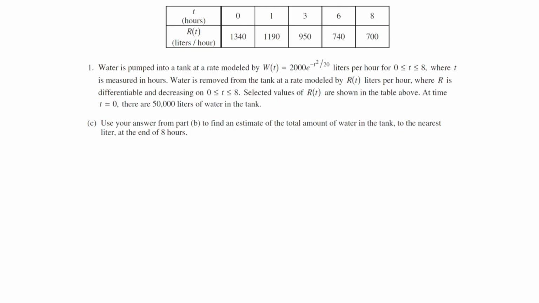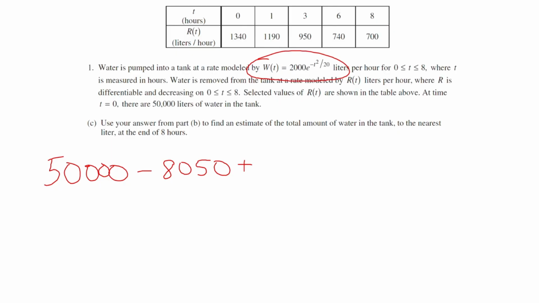In part C, it says to use our answer from part B to estimate the total amount of water in the tank at the end of 8 hours. Well, we know that we started at 50,000 liters, and we know that we subtracted 8,050 liters, and we're also going to add in some number of liters from this function W of t. And if we're talking about the 8 hours, and how much did we put in? Well, we just integrate that rate, so it's the integral from 0 to 8 of W of t dt.